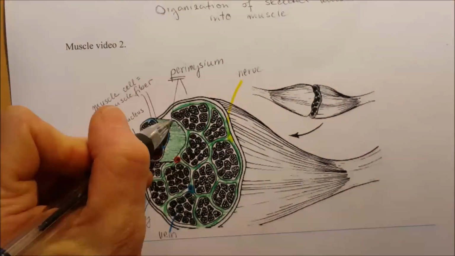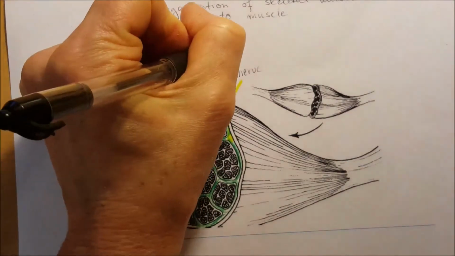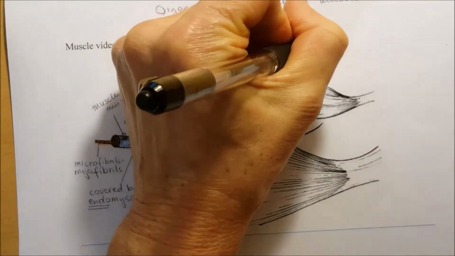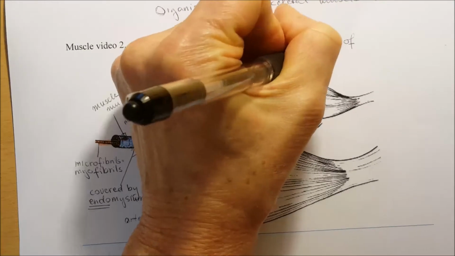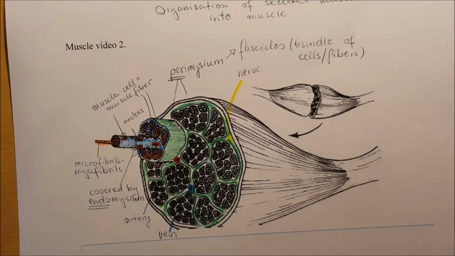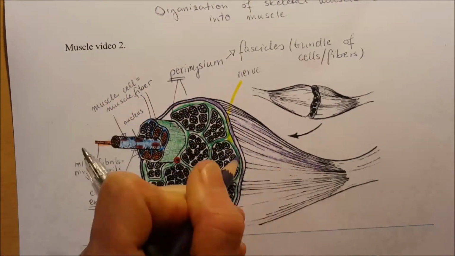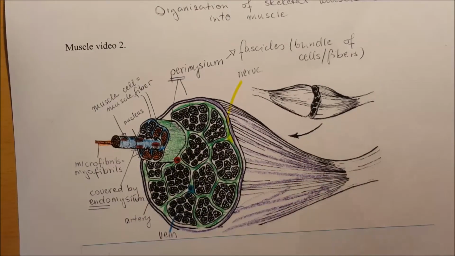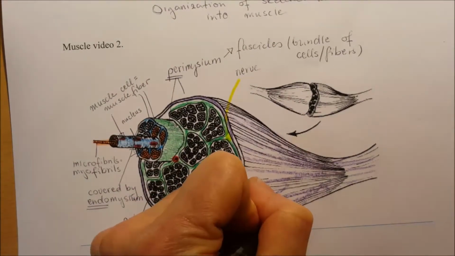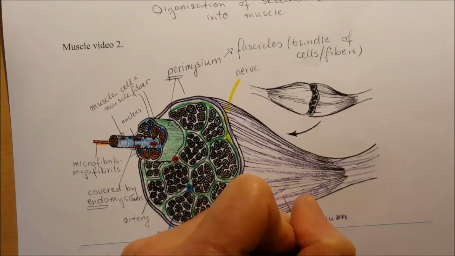So the perimysium bundles up muscle fibers, and they form the fascicles. These are the fascicles all around. And many fascicles are covered by tougher connective tissue, and it's called the epimysium. That's the outermost layer of the connective tissue that covers the muscle.